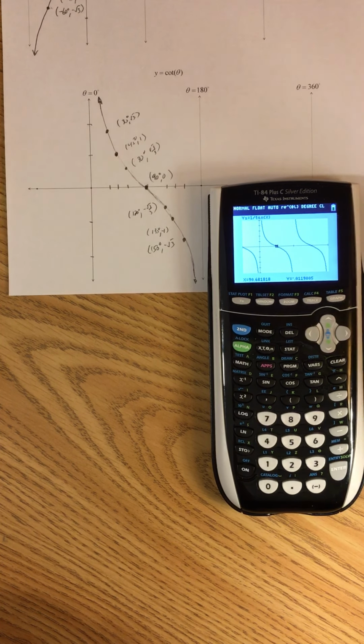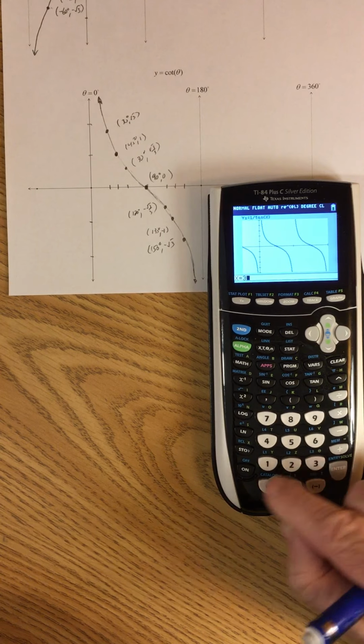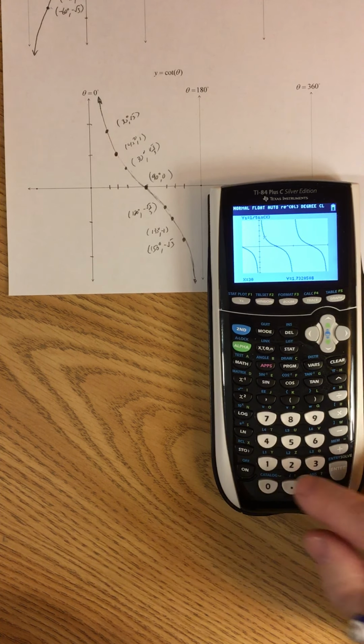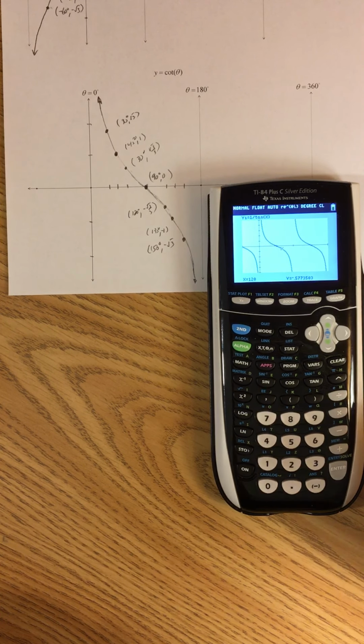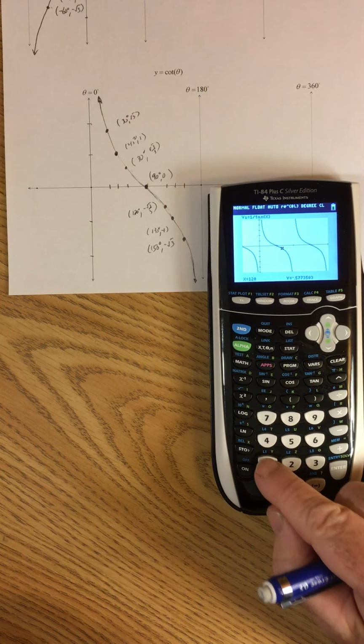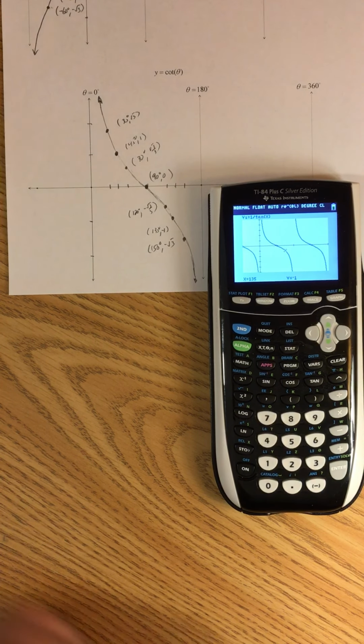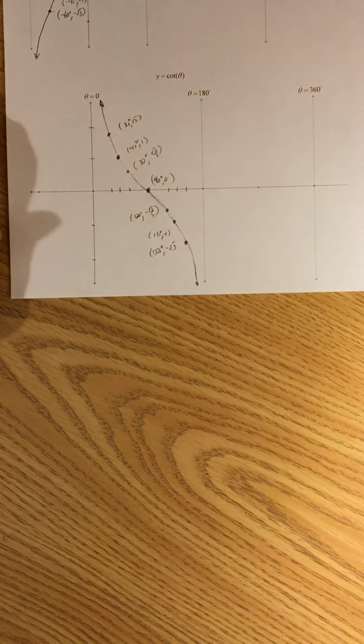All right, check a couple points. 30. 1.732, which is the square root of 3. We'll go 120. Negative 0.577, which is negative square root of 3 over 3. 135. -1. Okay, well, there is your assignment tonight.